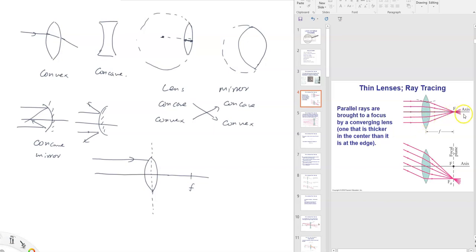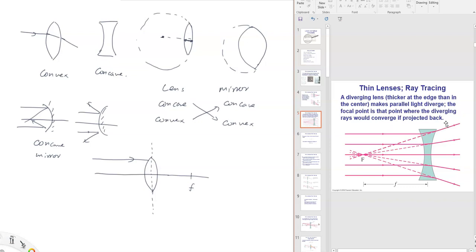It's on the other side. It is the direction that light is actually traveling. This is real light coming in, and it goes to the other side. So you measure the focal length in the direction the light is traveling. It's a positive focal length. Let's check the other type.